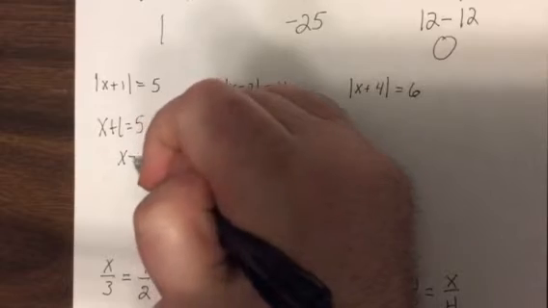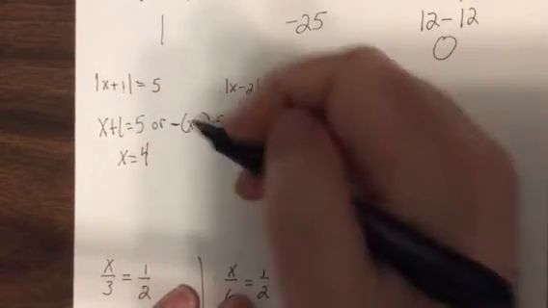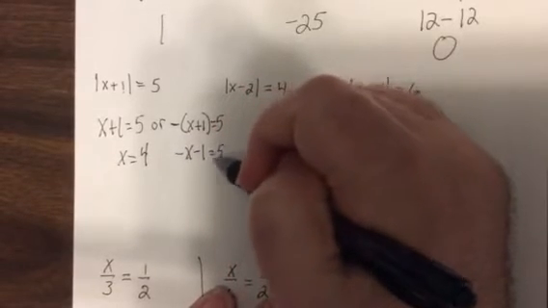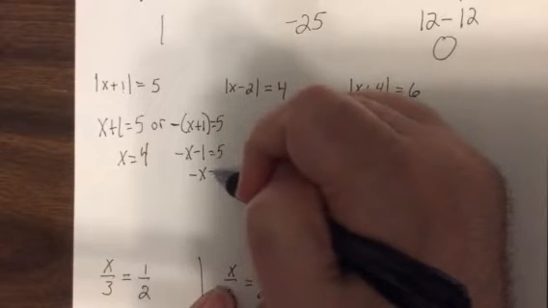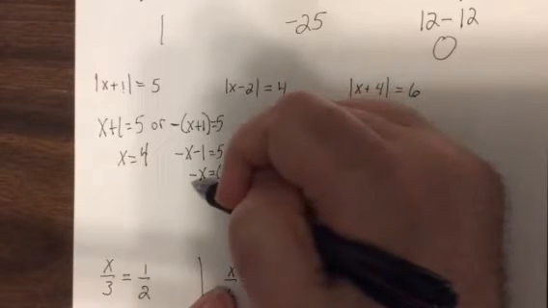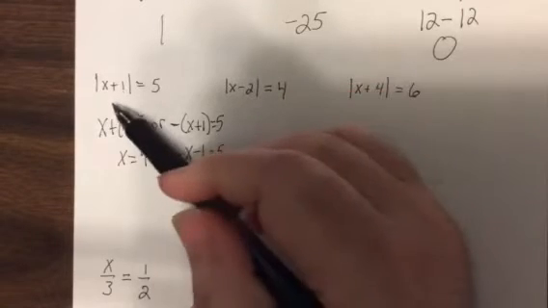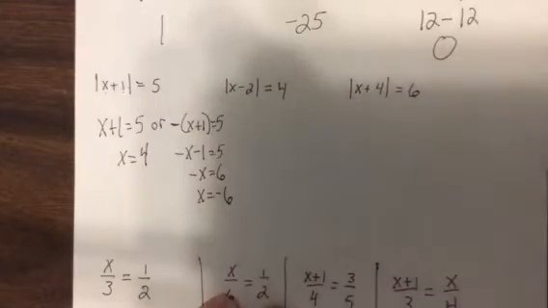So solve this, subtract 1, it's 4. 4 plus 1 is 5, yep. Take the opposite, x minus 1, negative x minus 1, excuse me. Add 1 to both sides, so the opposite of x equals 6. Take the opposite, so x equals -6. Let's try it. -6 plus 1 is -5. The absolute value is 5.